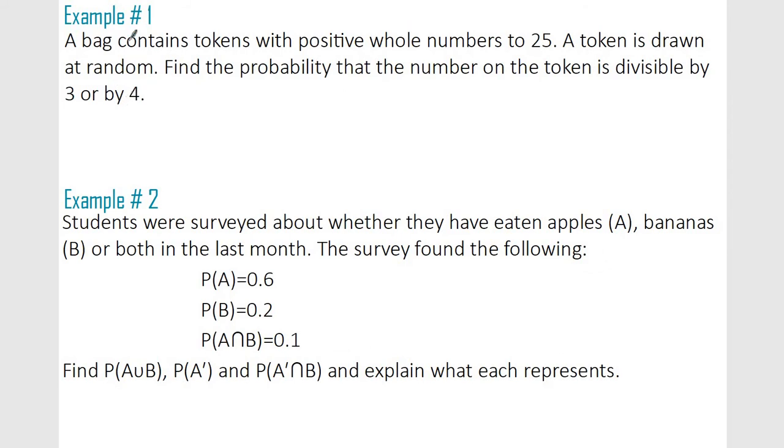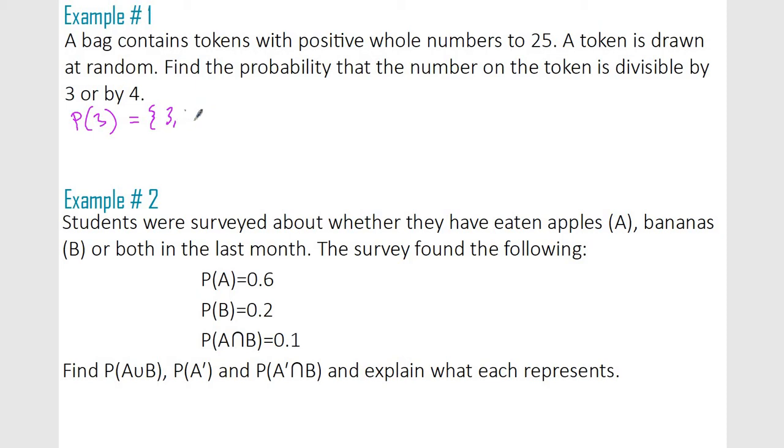We're going to start with our first example. We have all the positive whole numbers, 1 to 25, and we're going to draw one at random. What's the probability that the token is divisible by 3 or by 4? So what's the probability that it's going to be divisible by 3? Hopefully you know that the set of all those numbers, let's see, I guess we'll write it this way, is 3.